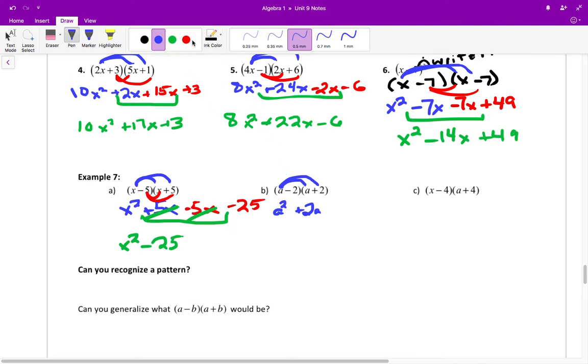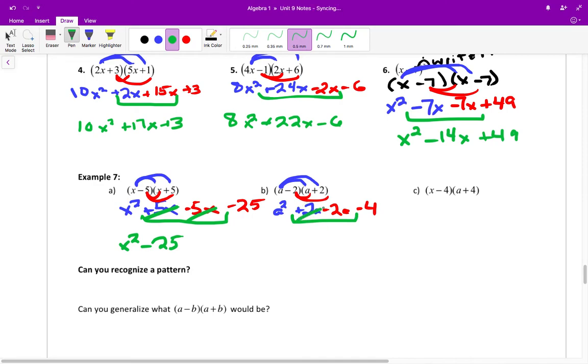And then go through and do your second round of distributing. So, negative 2 multiplied by a is a minus 2a. Negative 2 multiplied by 2 is a minus 4. Alright, so then let's look at those middle two terms, which are going to be the ones, if something is going to simplify, it's got to be the two terms in the middle.